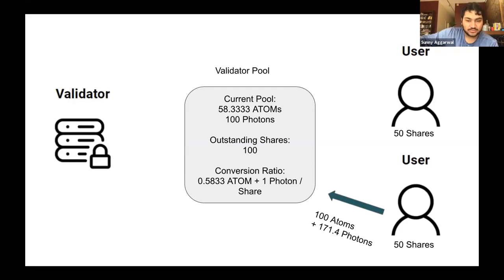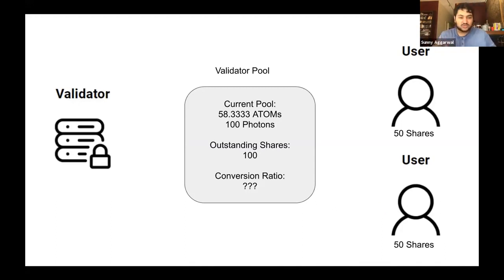And does that mean when you want to bond, you have to put in 100 atoms and some photons? It doesn't really make sense. Once you start putting other stuff into the pool, along with the atoms, then you don't really know what the conversion ratio means anymore.